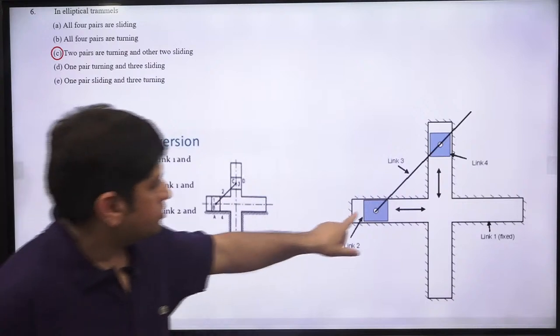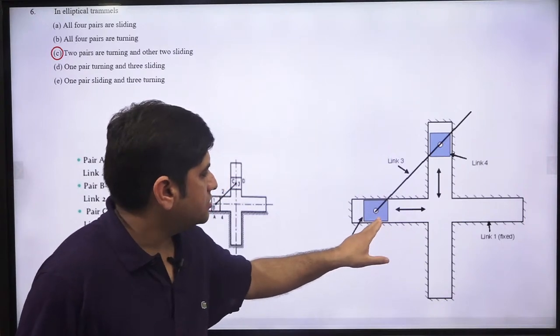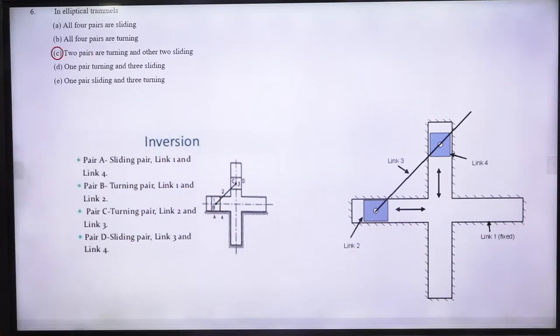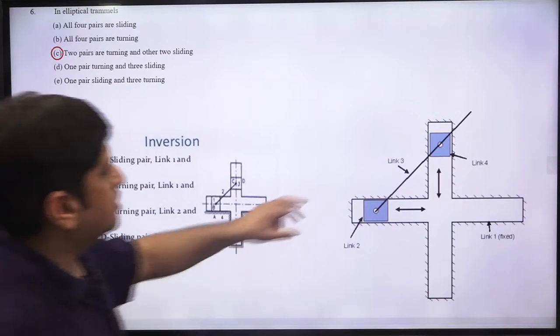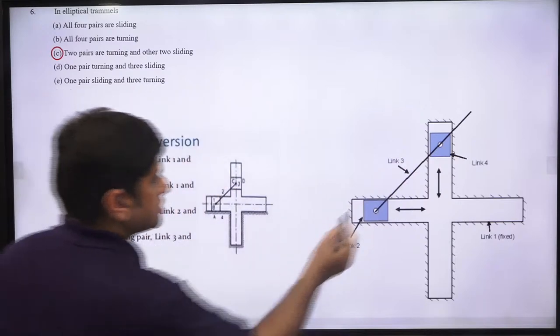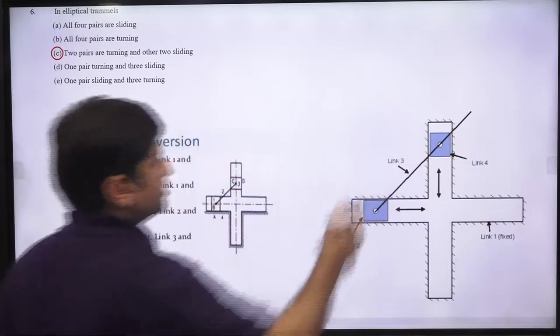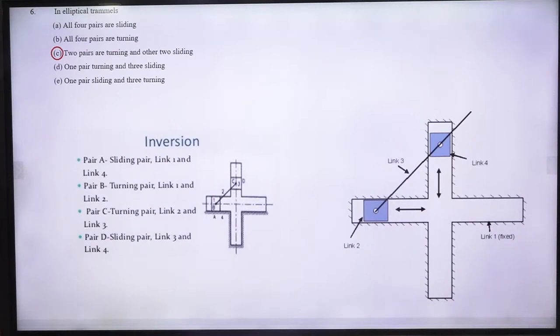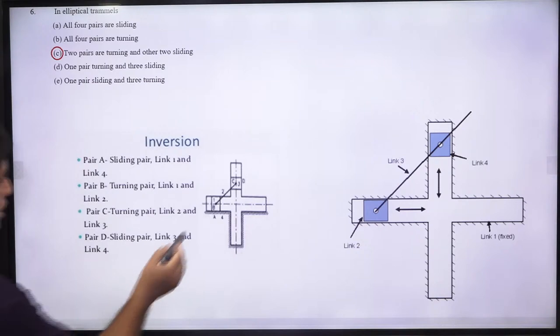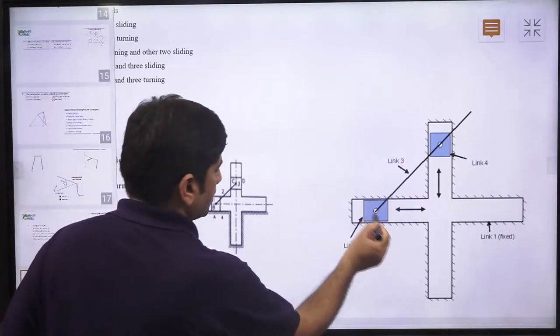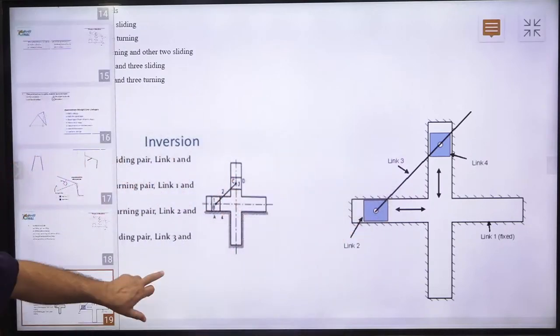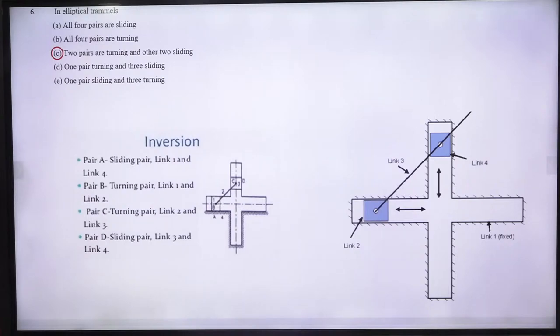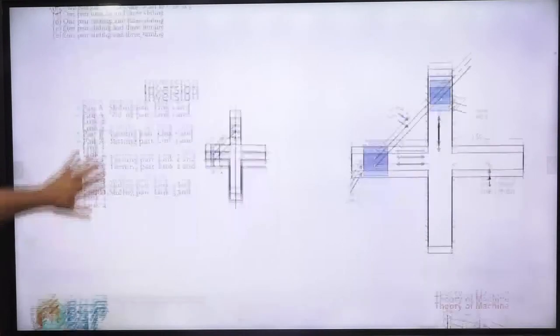If you see this pair, link 1 and this link number 2 are a sliding pair. Link number 4 and link number 1 is also a sliding pair. Link 2 and 3 and link 3 and 4 are turning pairs. So this link and this slider are making the turning pair. But the slider and the slot are making the sliding pair. So the sliding pair is between link 1 and link 4. This one and this one are making a sliding pair. So there are two sliding and two turning pairs. There are four pairs, two sliding pairs and two turning pairs.